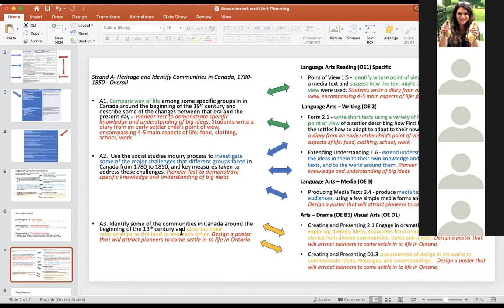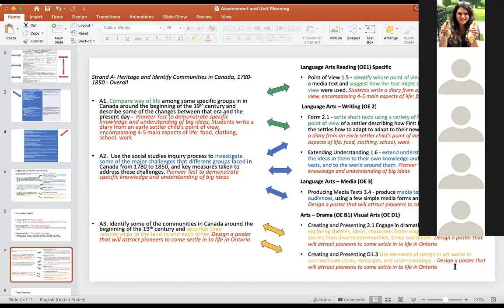And the third one down here, A3, so they're learning to identify the communities of Canada and describe their relationship to the land and each other. That poster that they're doing, I'm going to see from that poster that they've understood this expectation. And over here, the design of a poster, here's the specific expectation about designing a poster, and the same thing down here, design a poster.